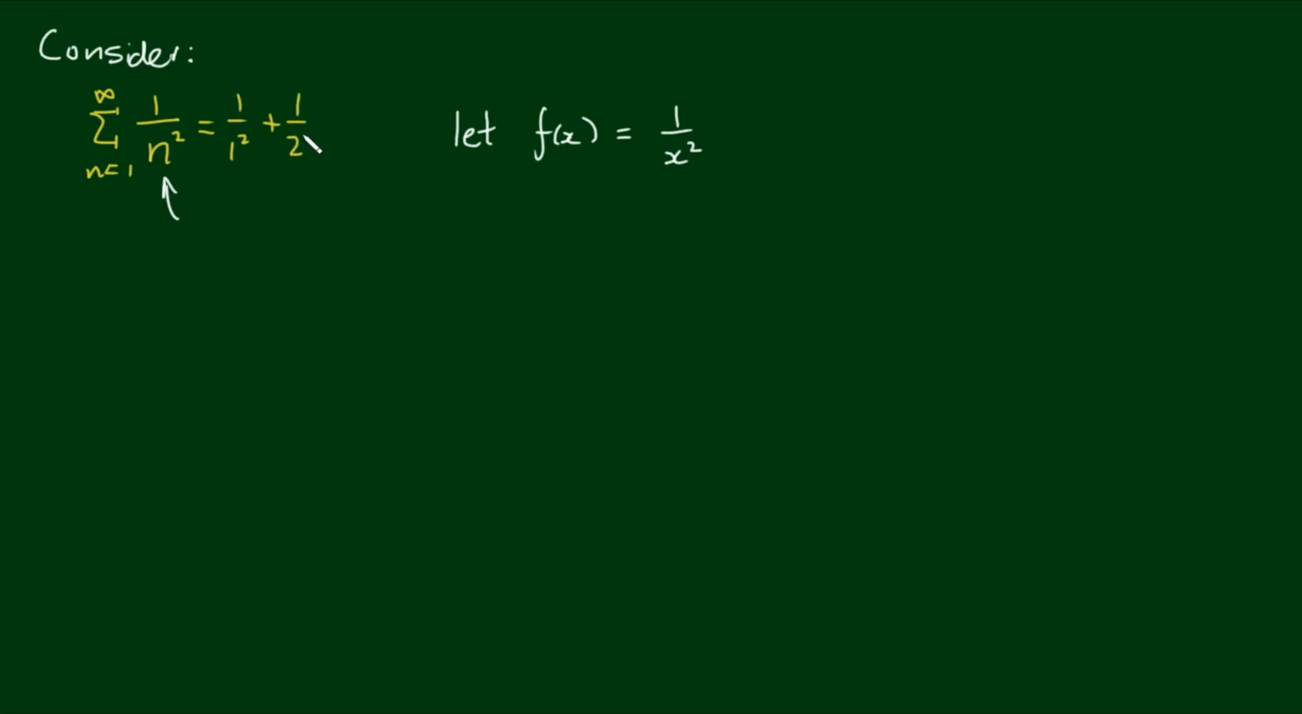So let's consider the series, the infinite series, the sum from n equals 1 to infinity of 1 over n squared. So with the terms here, let's look at the corresponding function. We're going to let the function f of x equal 1 over x squared. Okay, let's write out the first few terms. So we've got 1 over 1 squared plus 1 over 2 squared plus 1 over 3 squared plus so on and so forth. So let's have a look at the chart of the function 1 over x squared.